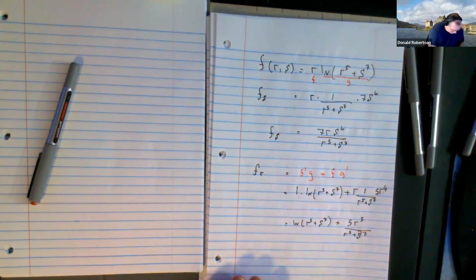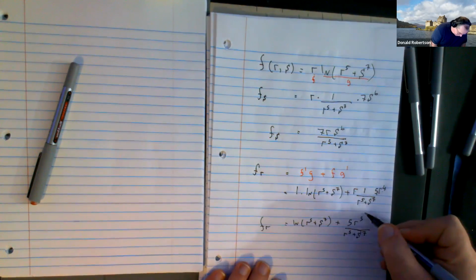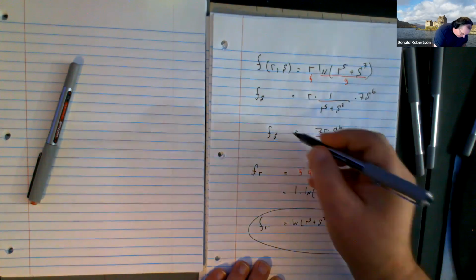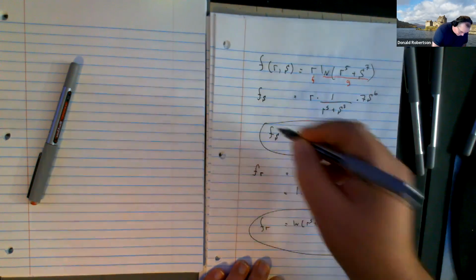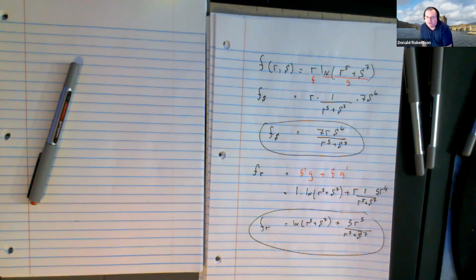So the difference between a partial derivative with respect to r and the partial derivative with respect to s is quite major, right? There are a lot of differences. Are we good, guys?